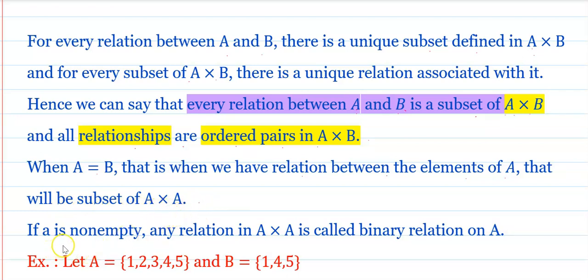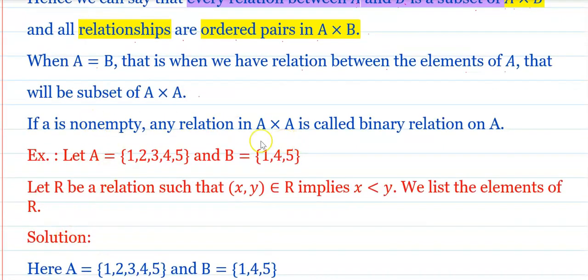Now, next, this type of A cross A is called the binary relation on A. That is a relation on itself. That is, if small a is a non-empty set, any relation in A cross A is called the binary relation on A. That is a relation with itself. In that set, that is called the binary relation.